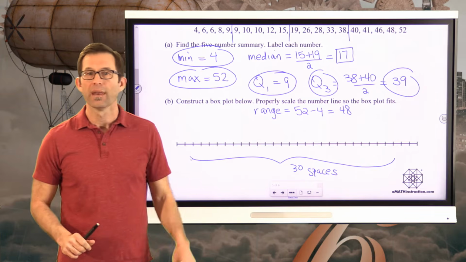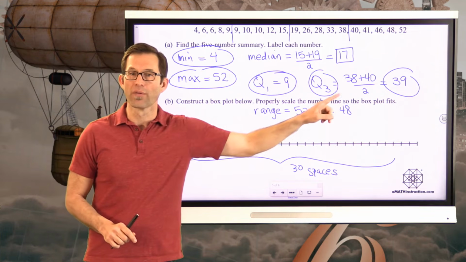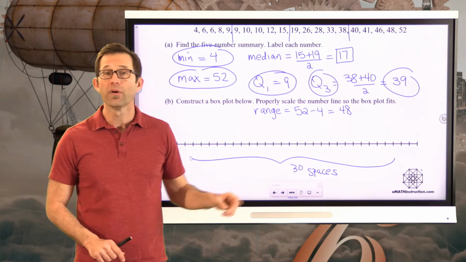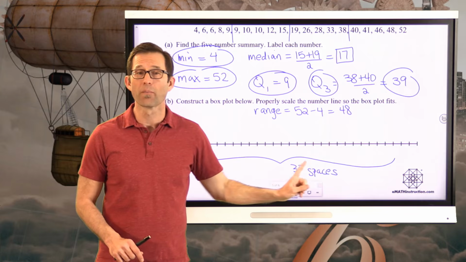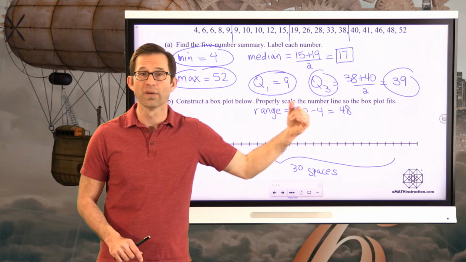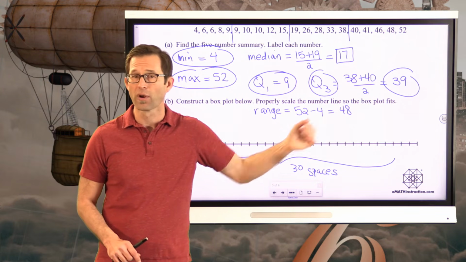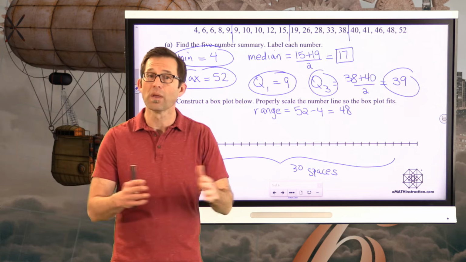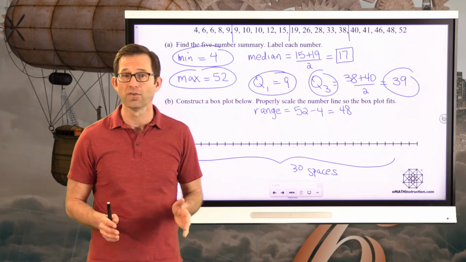All right. Now, why are these two numbers so important, the range and how many spaces there are? Well, if the range was smaller than the number of spaces, let's say that the range was 25, not 48, well, then I could just make all these go by ones because there would be enough to fit the entire range in.